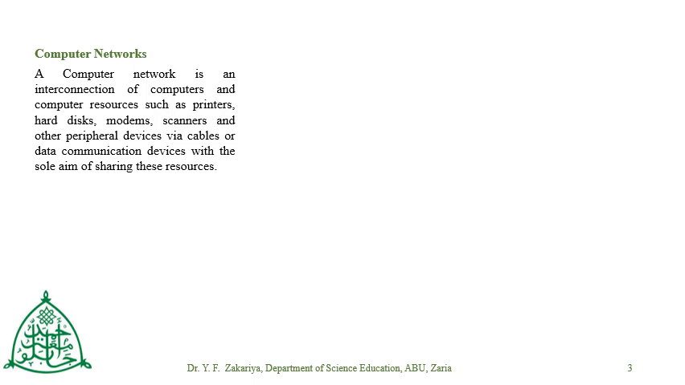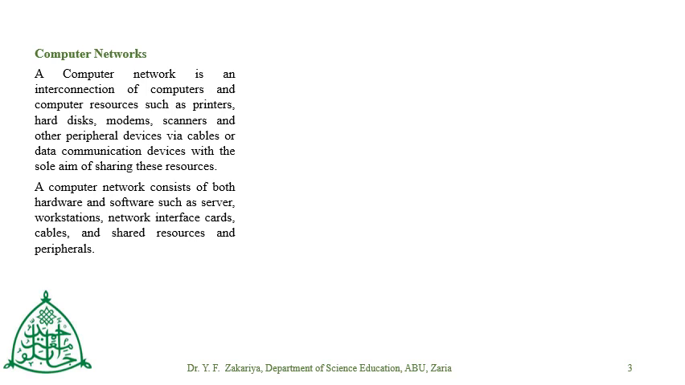A computer network is an interconnection of computers and computer resources such as printers, hard disk, modem, scanners, and other peripheral devices via cables or data communication devices with the sole aim of sharing the resources. Okay? Perfect. A computer network may consist of both hardware and software, such as server, workstations, your PC, your personal computers, network interface cards, the cables, and shared resources and peripherals.